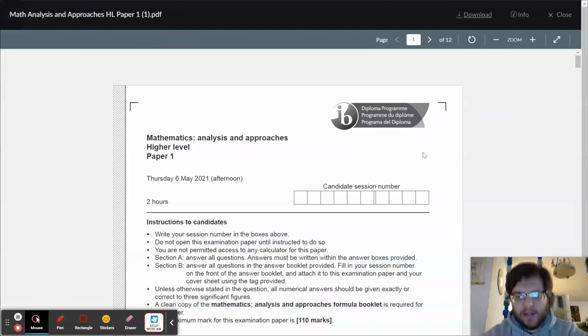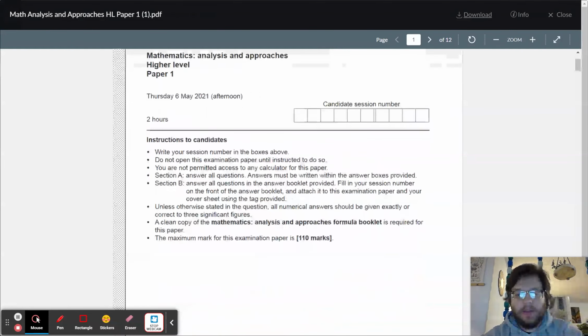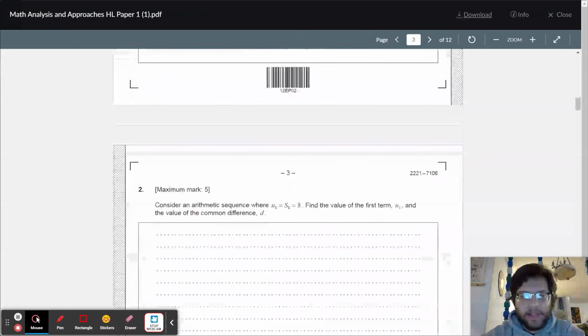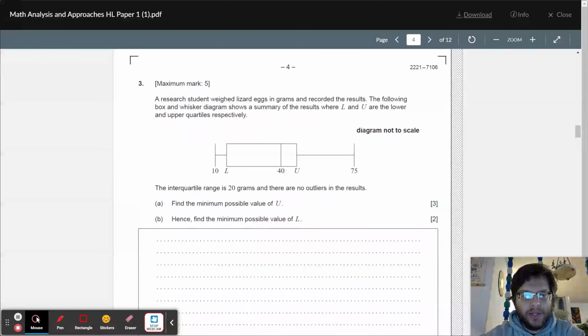Right, so we're looking at some of these practice IB problems. I had someone ask me about question 3 here.